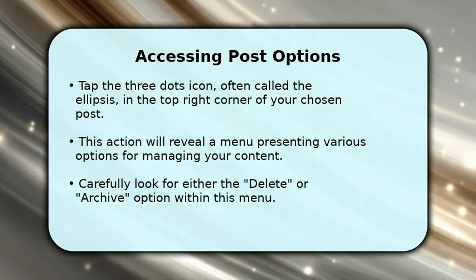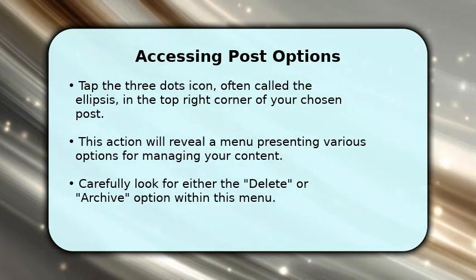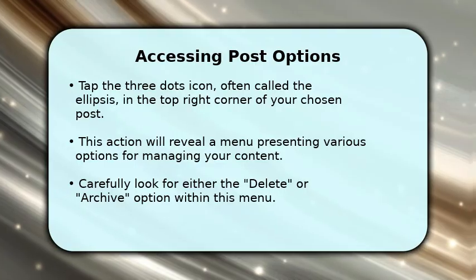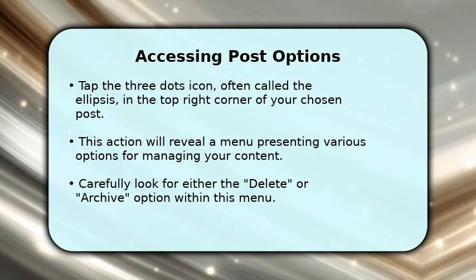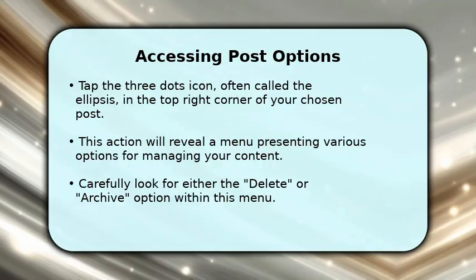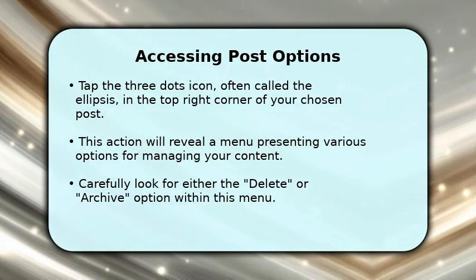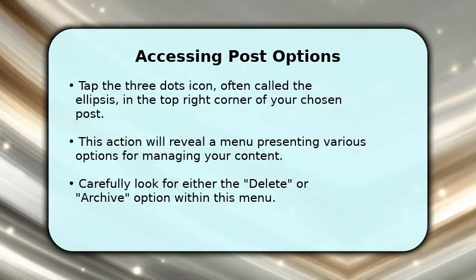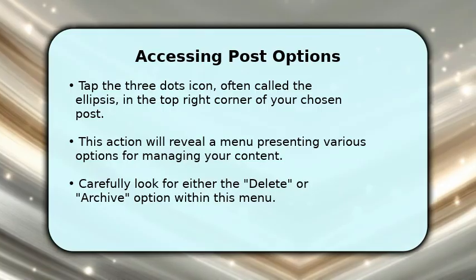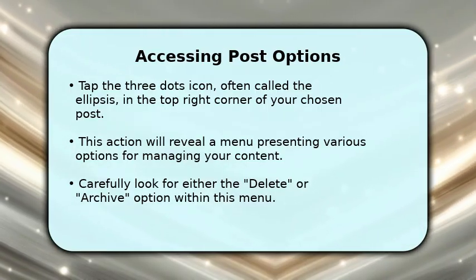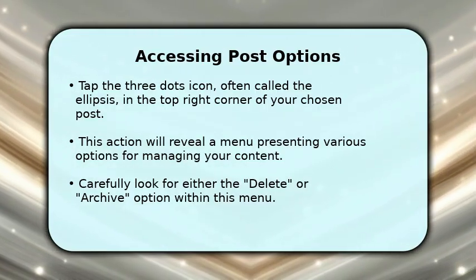Now that you've selected your post, look for the three dots icon, also known as an ellipsis, in the top right corner of the post itself. Tapping these three dots will open a menu with several choices. This menu provides you with different ways to manage your content, including the option to delete or archive your post. It's a crucial step to access these management tools.